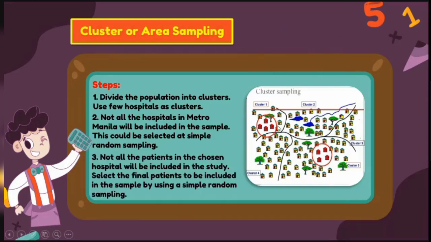So next thing, for number 3, not all patients in the chosen hospital will be included in the study. Select the final patients to be included in the sample by using simple random sampling. So let's say for this given cluster, I have cluster number 1. After determining cluster number 1 as part of my sample, I will again use the concept of simple random sampling, and by that we can pick a specific hospital or patient from that hospital, and we can also specify the patients to be included in our study.